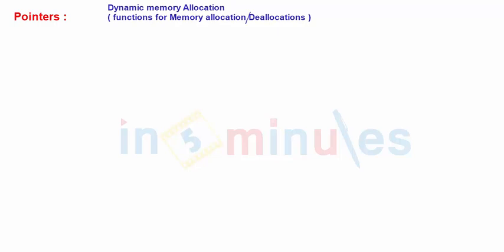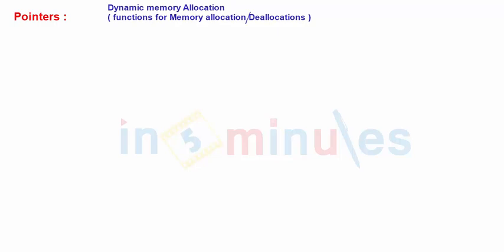Now firstly, what is memory allocation? Memory allocation stands for creating variables, arrays, structures, that is reserving some memory for our variables in a program. That is called memory allocation. In simple words, memory allocation stands for defining variables and the computer will reserve some memory for those variables.